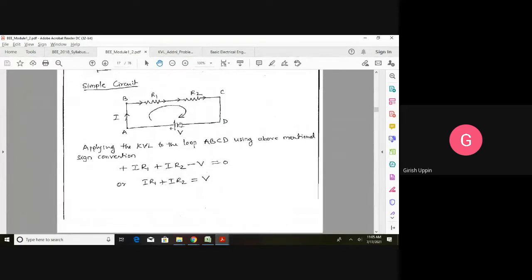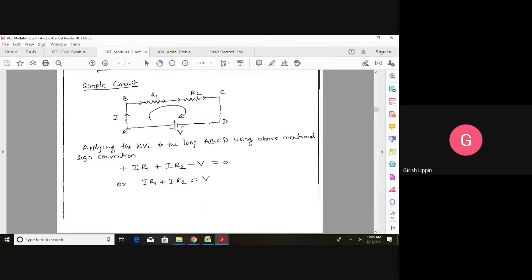Now for this simple circuit, I have taken the direction of tracing. Always we take it as clockwise. So this is the clockwise direction of tracing, and we apply Ohm's law. The voltage, current, and resistance are already marked. Mark all the nodes A, B, C, D, and apply the KVL to the loop A, B, C, D, A.